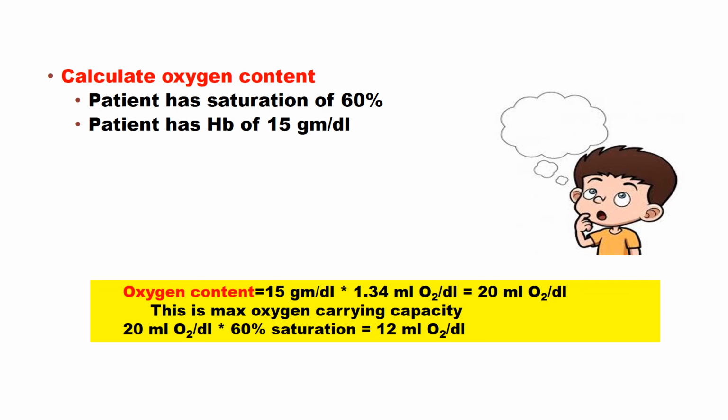Now the hemoglobin saturation is only 60%. So with 60% saturation, the amount of oxygen content in that patient will be 12 ml of oxygen per deciliter.